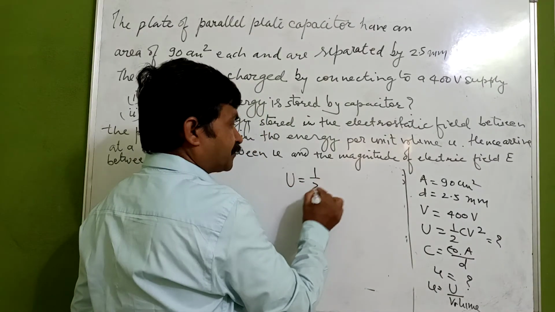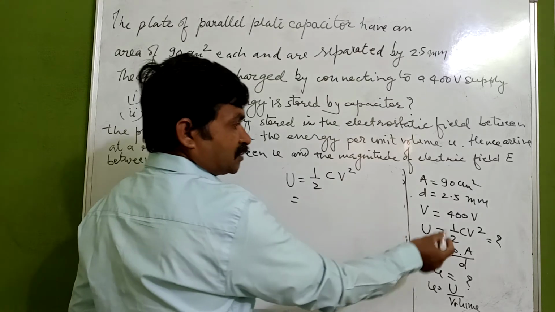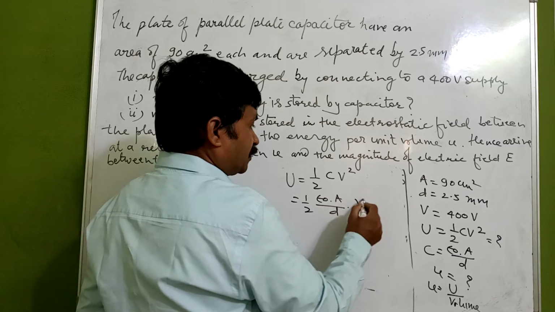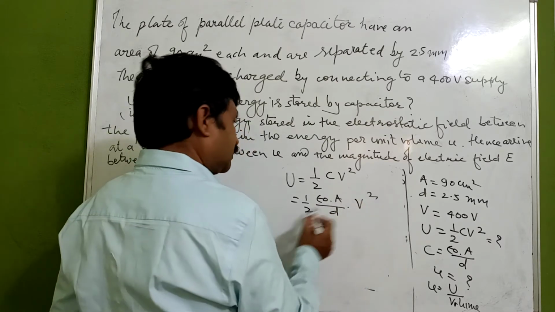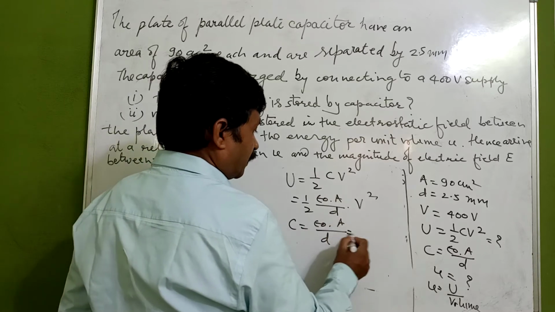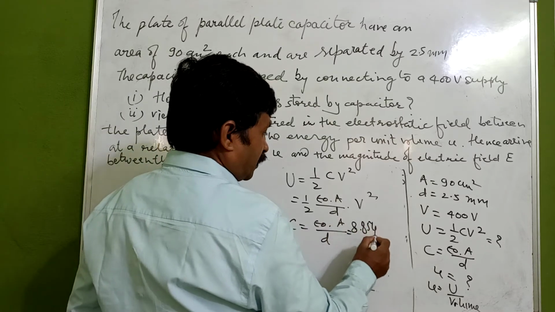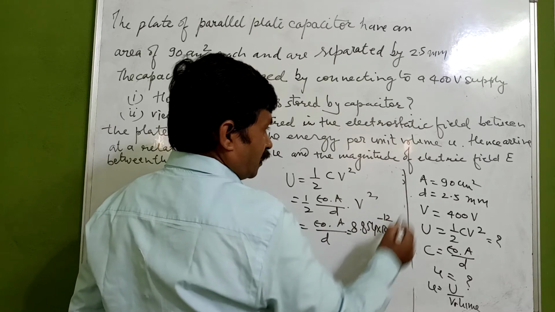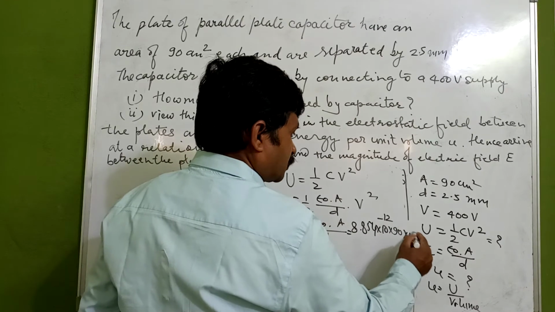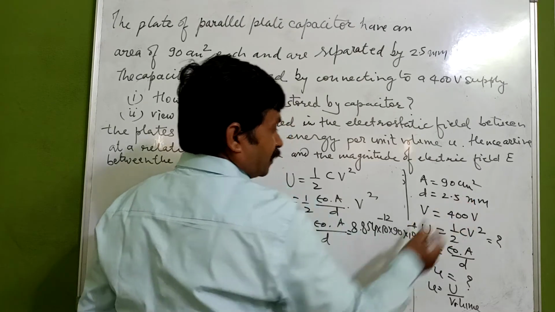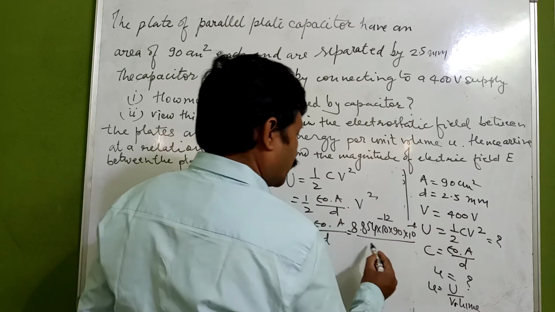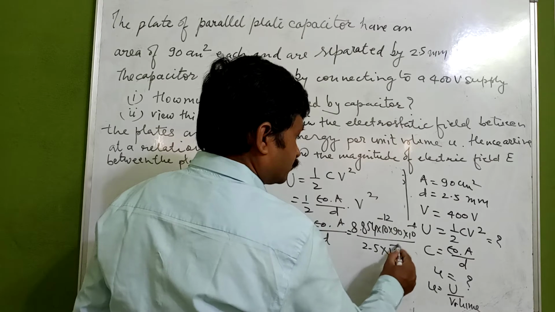U is equal to half CV square, and we know that C is equal to epsilon naught into A upon d. So first we will go with calculating C. C is equal to epsilon naught A upon d. So 8.854 into 10 raised to the power minus 12, 90 into 10 raised to the power minus 4, which will be converted into meter square, divided by d, that is 2.5, we have to convert it into meter.